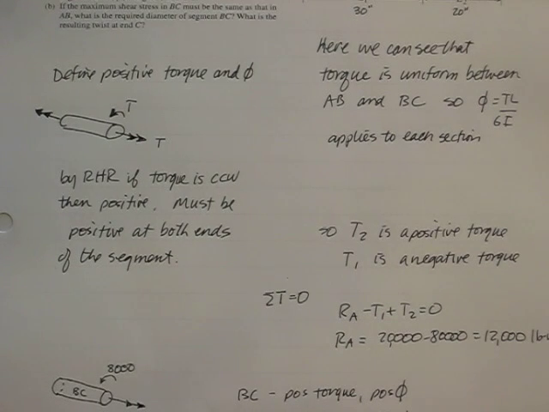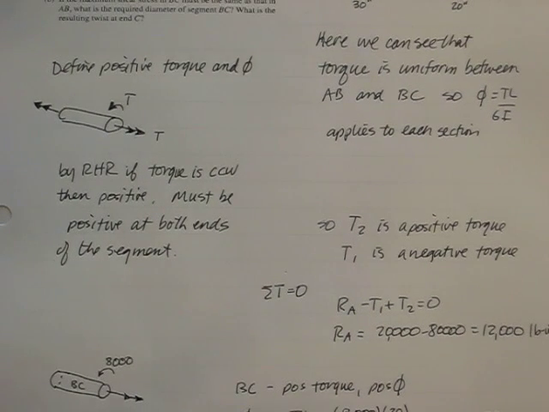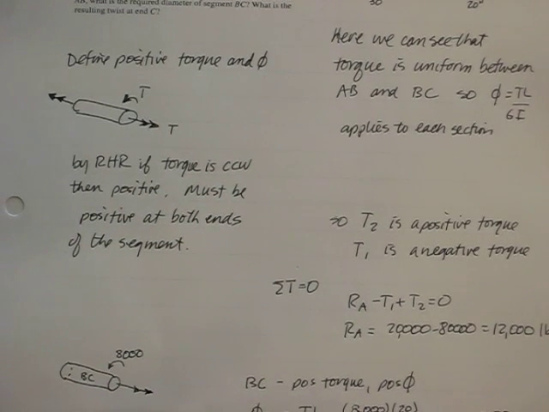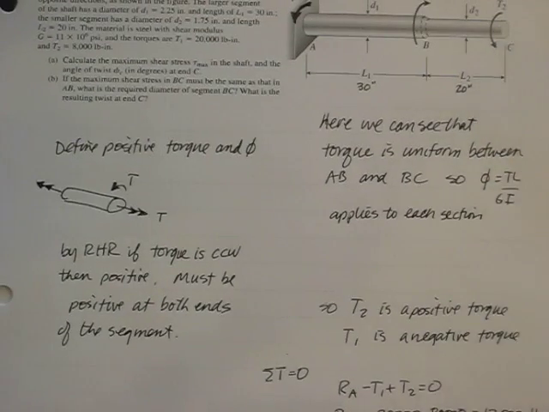Now we may use that, we may not. It's kind of nice to know if we're going to solve some problems, but in this case, let's just define what the angular displacements are, the phis. So let's look at the first segment up here, BC.